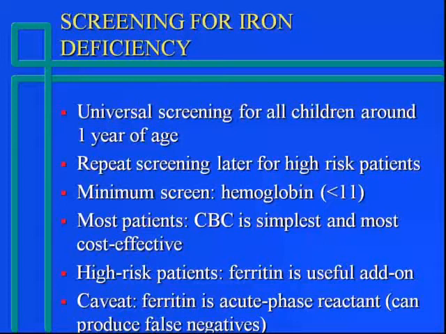But for most patients, a complete blood count turns out to be the simplest and most cost-effective screening tool that provides the most information. For high-risk patients for iron deficiency, if you're going to do one more test, the ferritin is very useful to include, because this is a value that tells you the status of the patient's iron stores, which is really kind of the endpoint when we're thinking about treating iron deficiency. We want to replenish the stores.